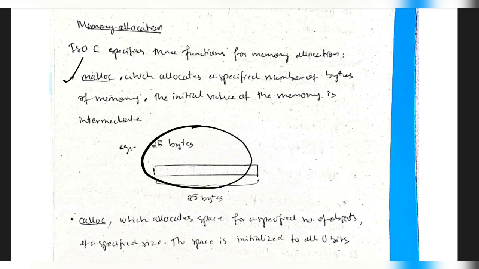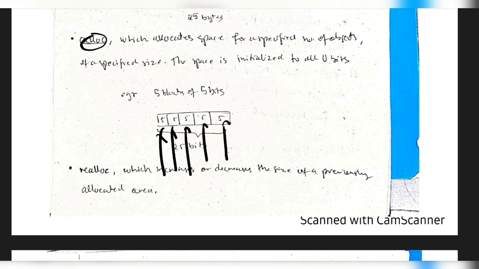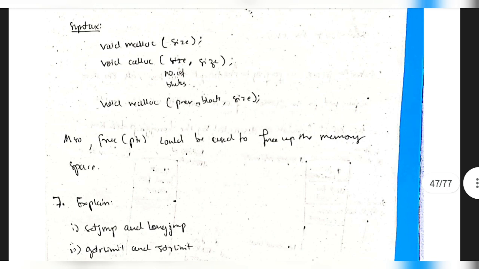malloc just allocates n number of bytes. Calloc allocates n number of bytes along with each block also, meaning each block should have 5 bytes. Like that, it will allocate however many blocks we want. And realloc changes the size of the existing memory. And these are the syntaxes, you can go through them.